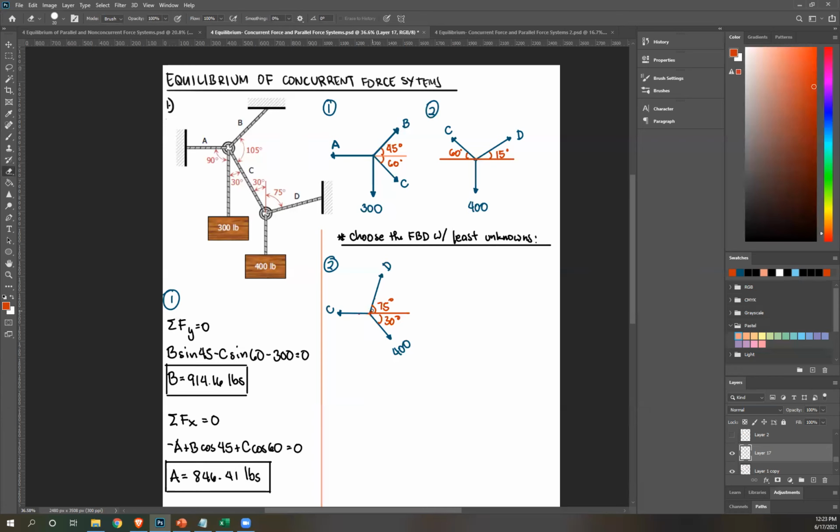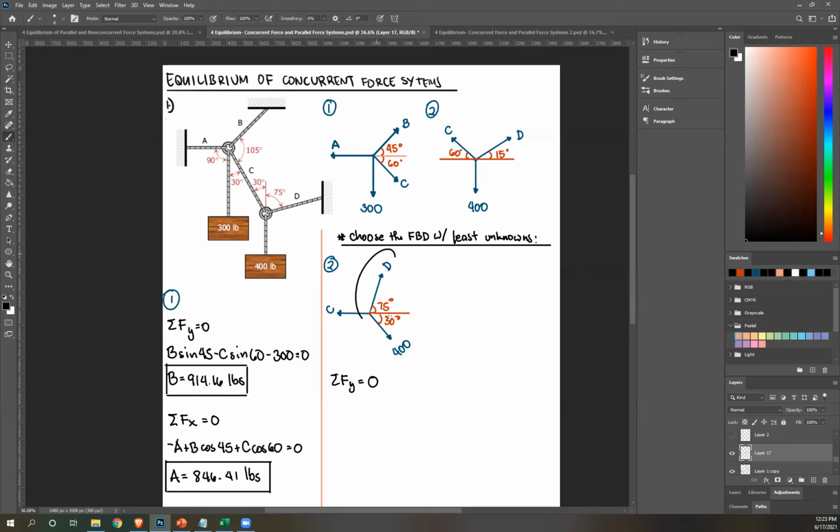Now, why do we do that? Well, as you can see, if I take summation of forces y equals 0, you'll see that C won't be a part of the equation anymore, because now C doesn't have a vertical component. It's directly horizontal. So that's the reason why we rotate our axis, so that one of the forces cancels out or will not be included in the equation. Okay, so let's continue our solution.